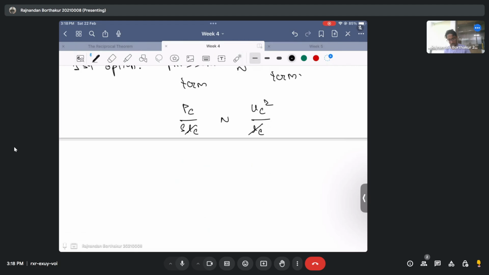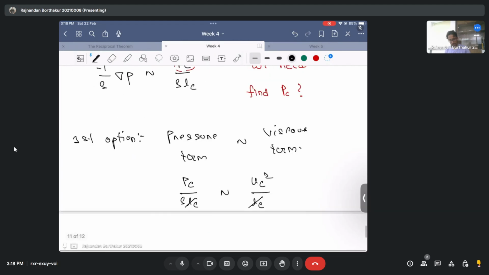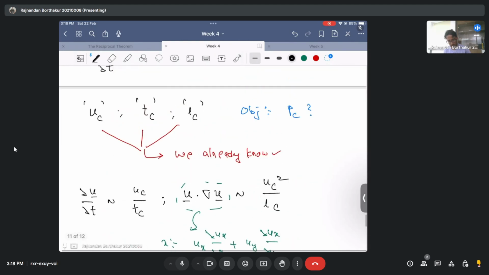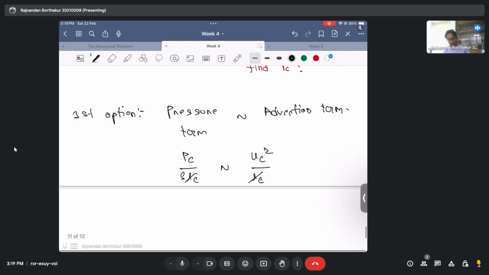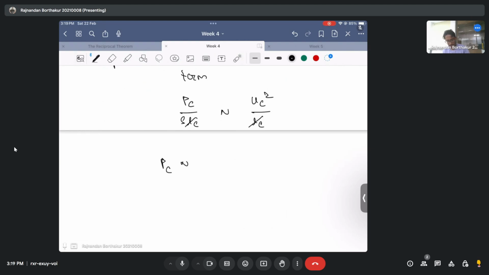And then if I cancel this, did I make a mistake here? Sorry, this is the inertia term. So I wrote the inertia term instead of the viscous term. So the first option is that the pressure can basically scale as the advection term or the inertia term, because this UC squared by LC is essentially the advection scale. So it's not a viscous scale. It's just the advection term that the pressure term would basically scale as. So then I can have that my PC will scale as rho times UC squared. So this is one option.